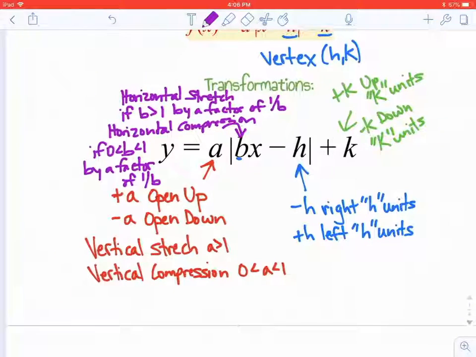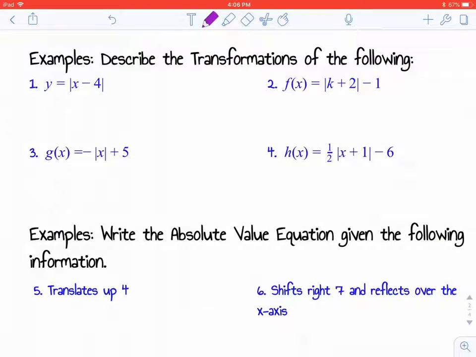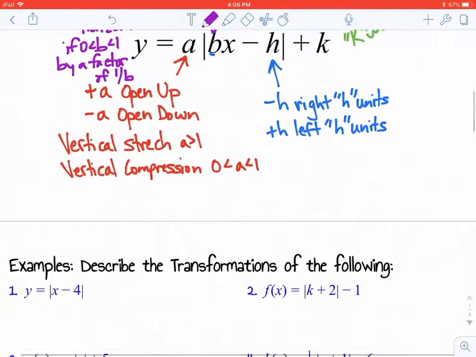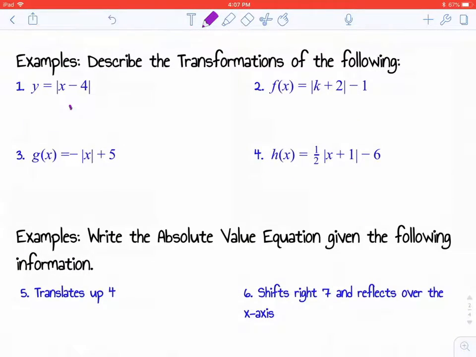So let's take a look at some examples of what we might be asked about this. If we were asked to describe the transformations of the following, we have the absolute value of x minus 4 in example 1. The minus 4 is just related to our h. So minus 4 means it's going to go to the right 4 units.